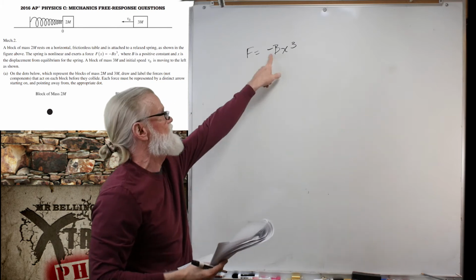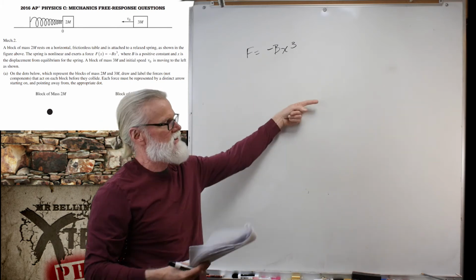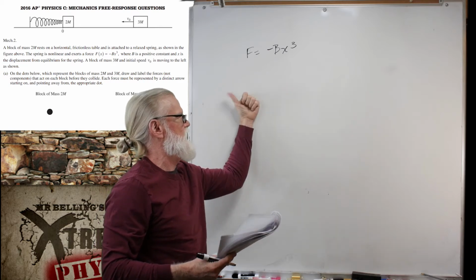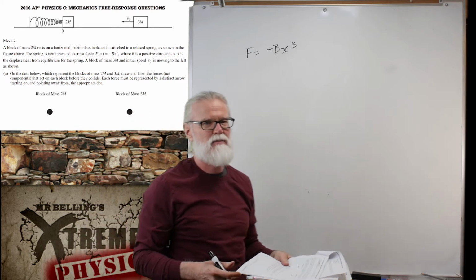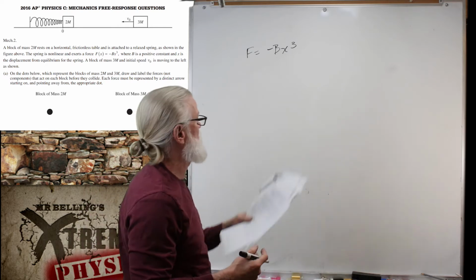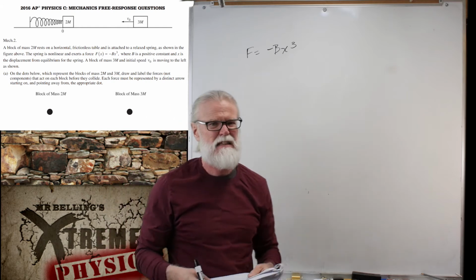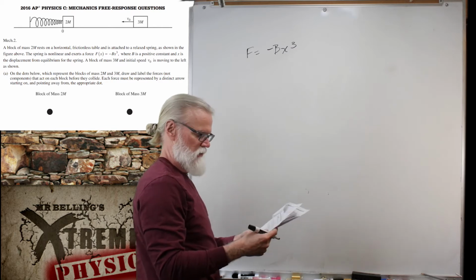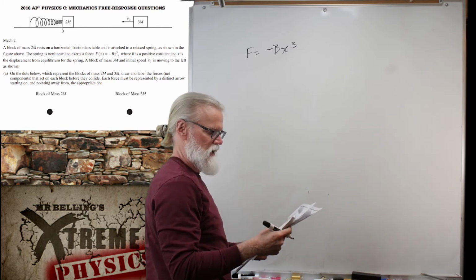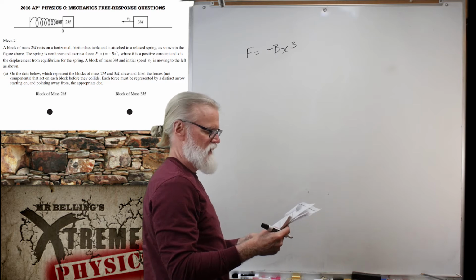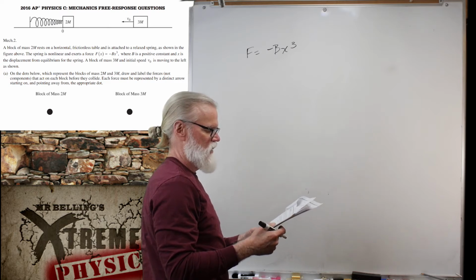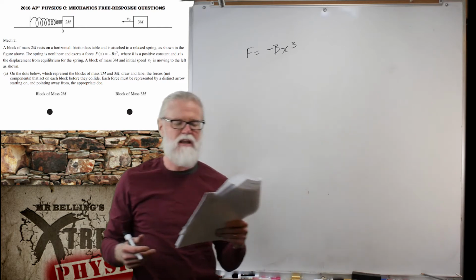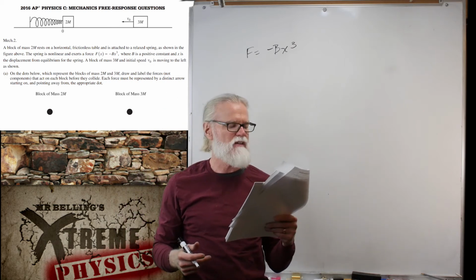Of course, that negative just means that if I displace it in the positive direction, I'm going to get a negative force. If I displace it in the negative direction, I'm going to get a positive force. That just means the force is in the opposite direction of displacement. That's all that negative means. Nothing more than that. So be careful with that. Don't just blindly plug negatives in. All right. Where B is a positive constant and X is the displacement from equilibrium for the spring. A block of mass 3m and initial velocity v0 is moving to the left as shown.